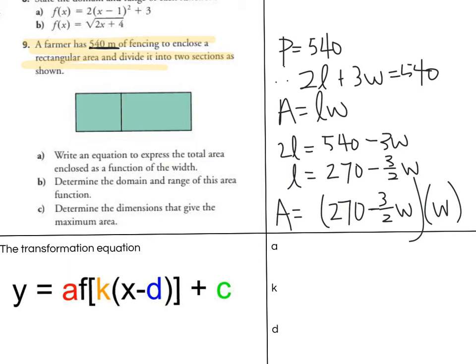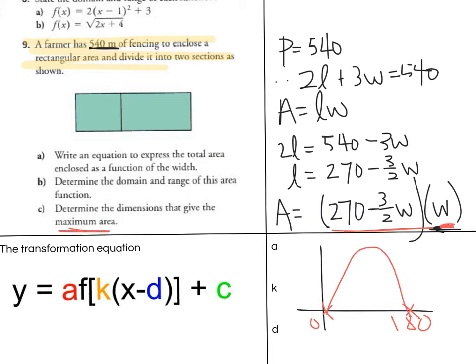Looking at my equation, I can see from the w that if I were making a graph of this function, my first w is 0. And from this one, I get w equals 180. So from 0 to 180 is my area, and it's a parabola. I know it's a quadratic. And it says we want the maximum area.